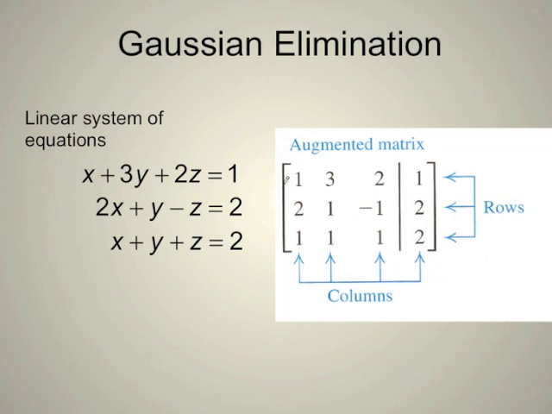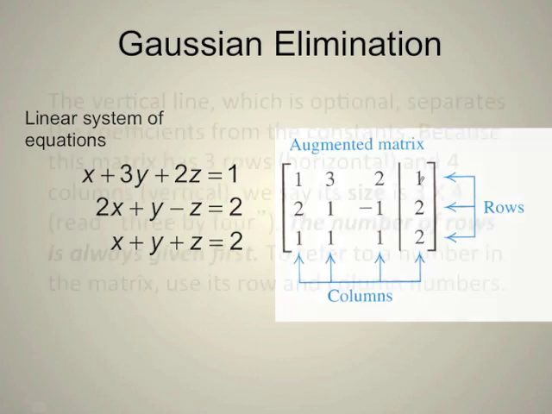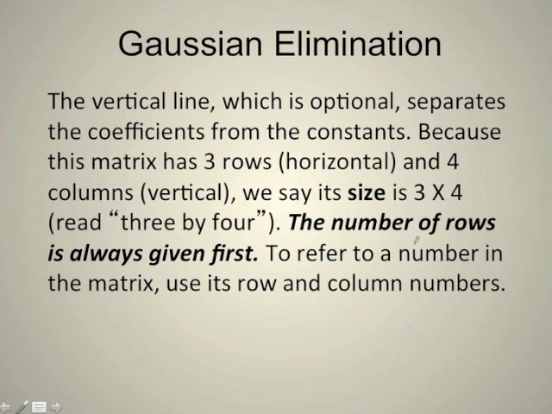And notice the first row of my augmented matrix is 1, 3, 2, 1, just like this first equation. Second row is 2, 1, negative 1, 2, and the third row is 1, 1, 1, 2. We usually draw this line in this augmented matrix to separate the variables from the constants. Notice these were all x, y, z, and constant. The vertical line, which is actually optional, separates the coefficients from the constants.